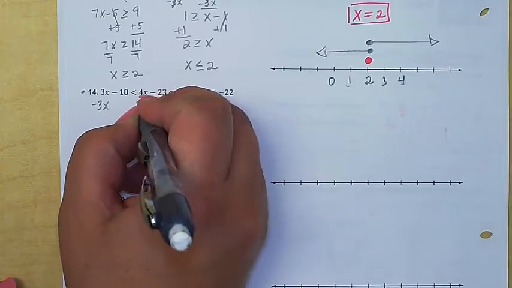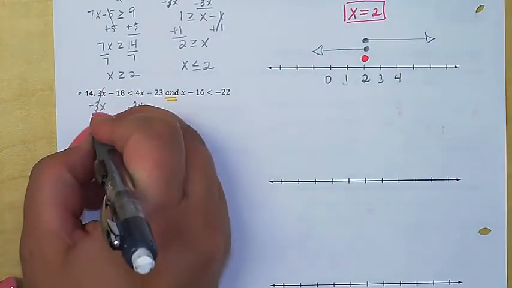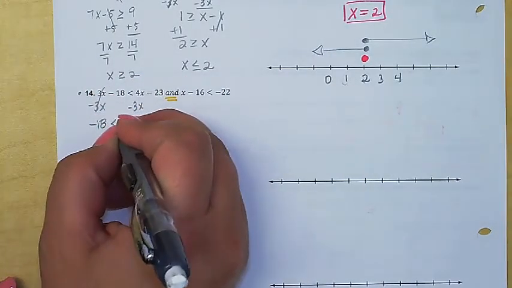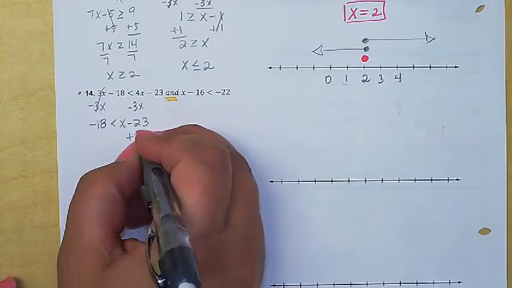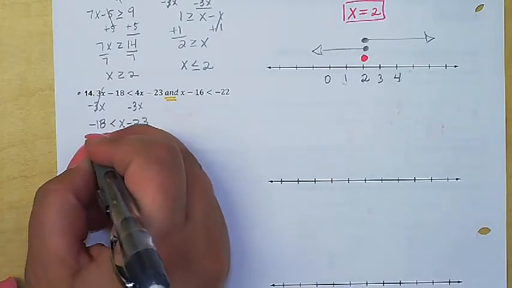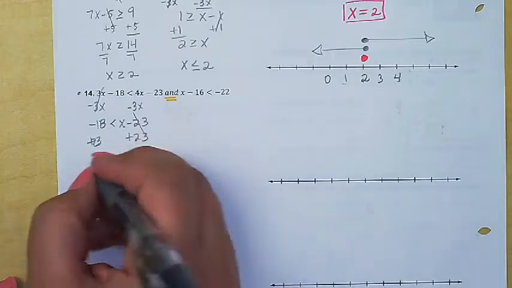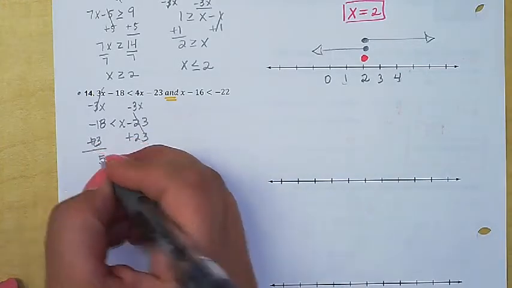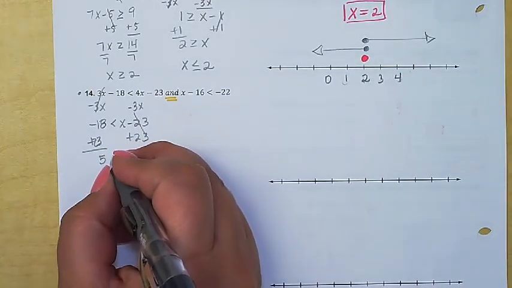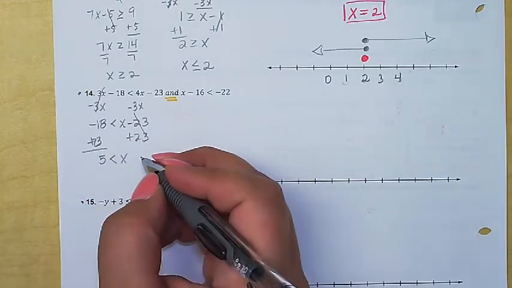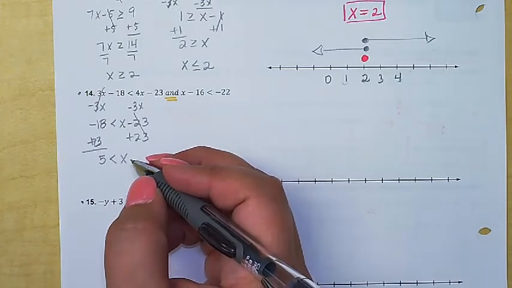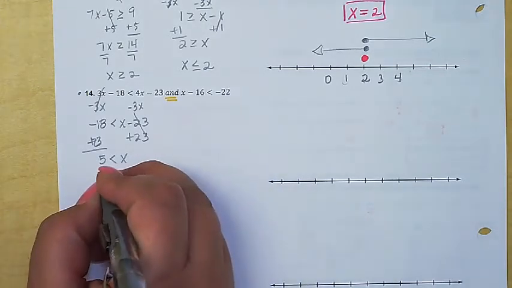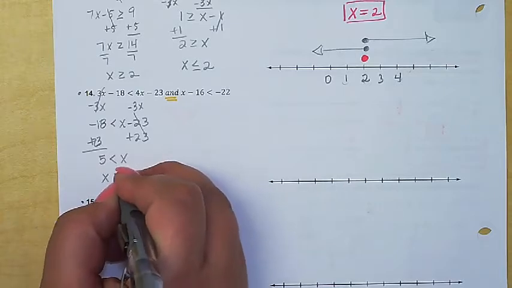Nothing to simplify, so I'm going to get rid of my x. I've got negative 18 is less than x minus 23. And then we'll add 23 on both sides so that these guys cancel. And that's a difference of 5, if I'm not mistaken, is less than x. Do not love the way that looks, right? We know that we do not want our variable on the right side, so I'll rotate that. And I realize, oh, it's really the x's that are greater than 5.